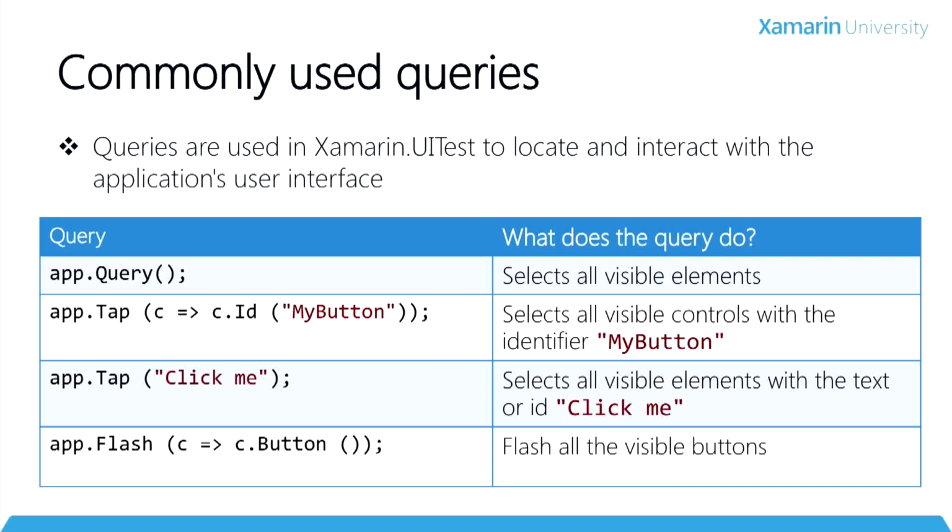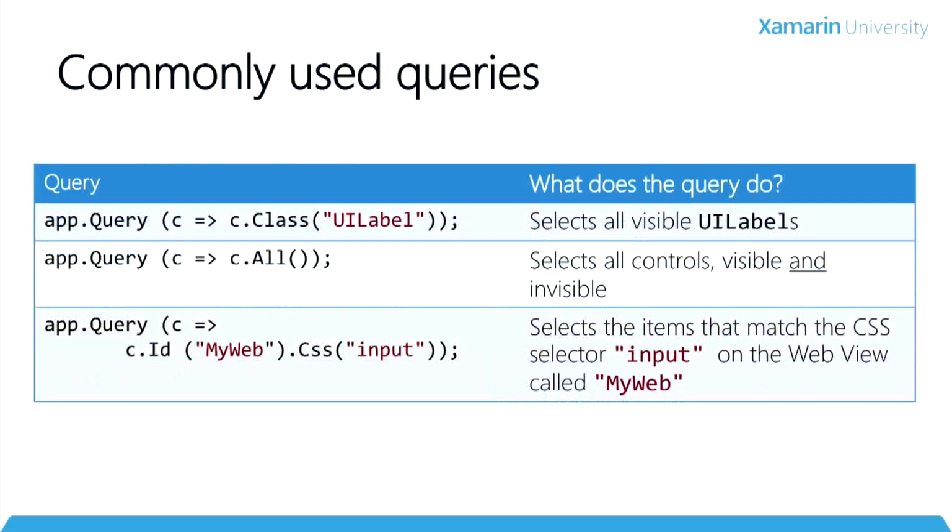We've already seen that we can use the abstracted methods such as button to select all the elements of that type, regardless of platform. We also talked about the class selector, which allows us to search for any control of a certain type or derived from that type. And when we use the app.query with no selector, again, we get all the visible elements on the screen. On the other hand, if we want to select both visible and invisible elements, we can use the all selector.